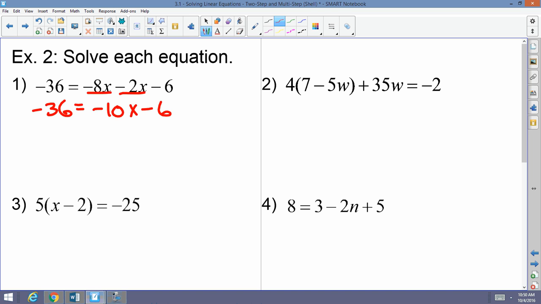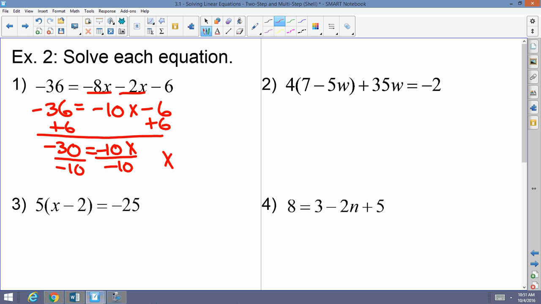Now, guess what, guys? What kind of an equation do we have? We have a two-step. So I'm going to add 6 to both sides. Now I've got negative 30 equals negative 10x. Divide by negative 10. So x equals 3. That's a multi-step equation. Talk to me, guys. If that confused you, if you didn't see what I did, anything you need, I want to make sure you got this down pat.